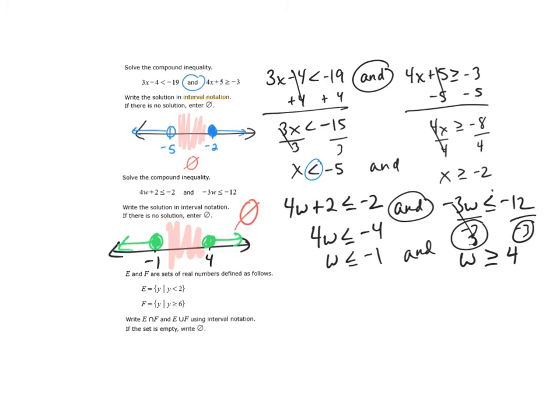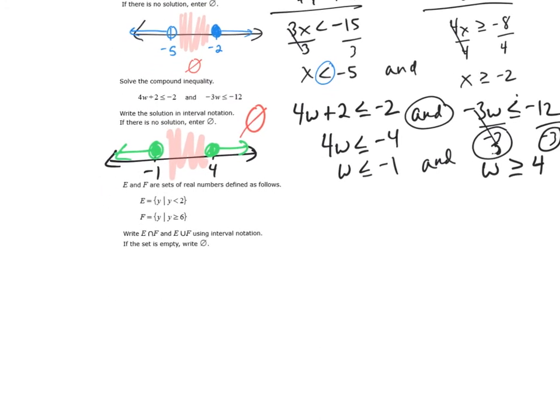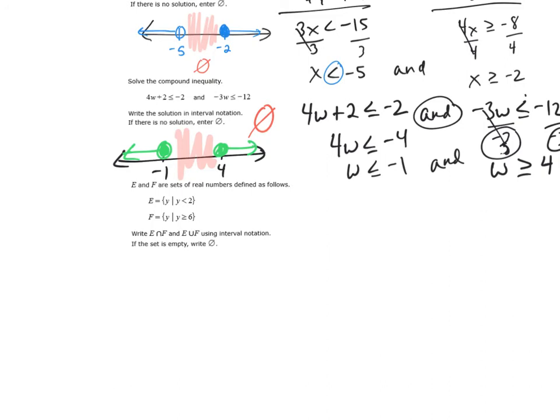All right, so looking at this next one, E and F are sets of real numbers defined as follows. What that is giving you is what you need to write on the number line. So y is less than 2 and y is greater than or equal to 6. So it wants you to show this one and this one.